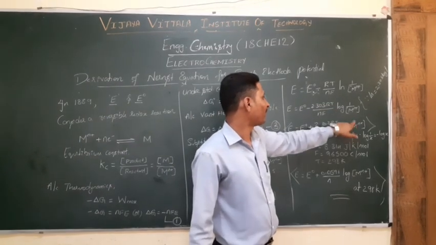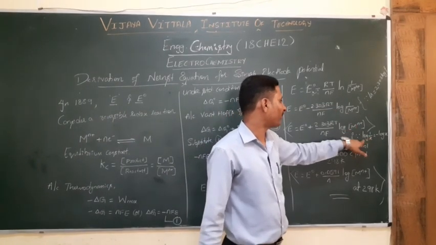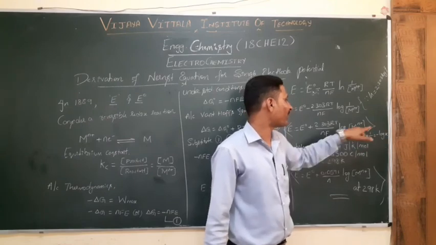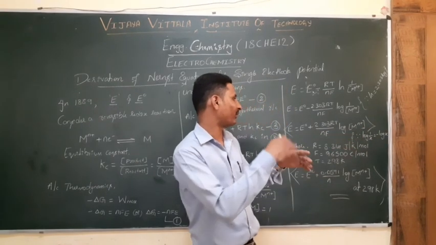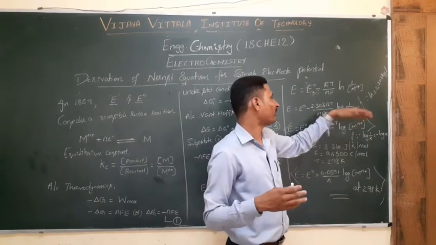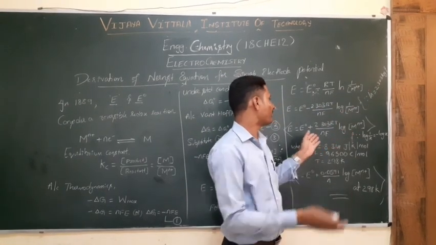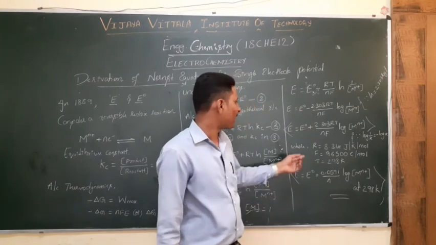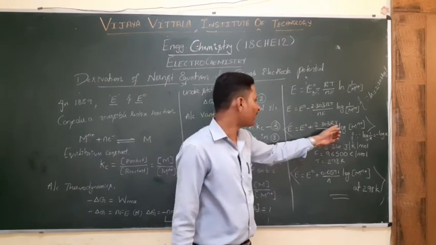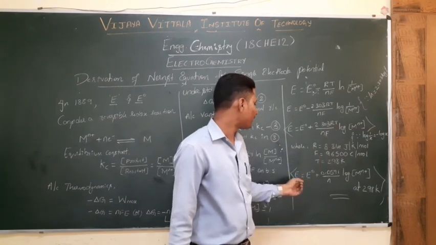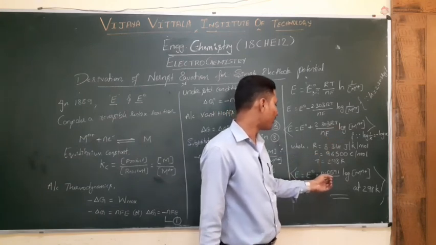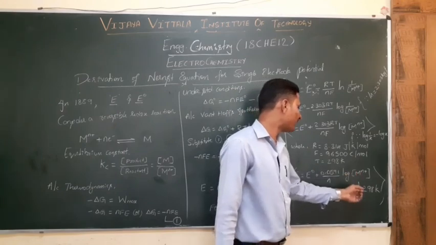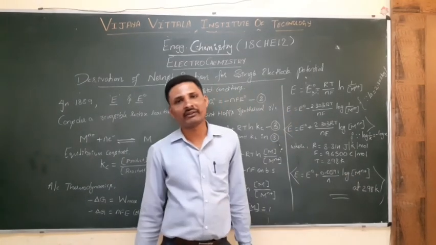This is obtained by the formula log 1 by x equals minus log x. You take the denominator term into the numerator and the sign changes, so minus becomes plus. And when you substitute the R, T and F values, we will get E equals E naught plus 0.0591 divided by n into log of Mn+ at 298 Kelvin temperature.